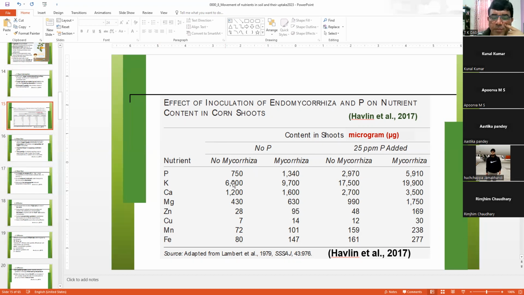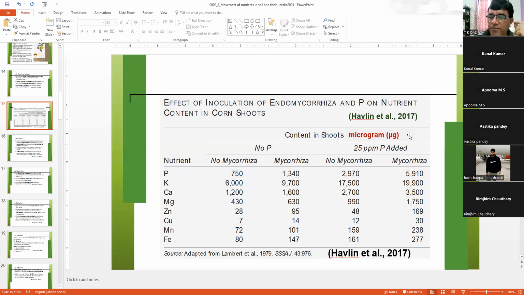See potassium. Potassium uptake under control was 6,000, but it has increased if you have mycorrhiza. So here you can see that phosphorus, potassium, calcium, magnesium, zinc, copper, manganese, and iron uptake increased if you have mycorrhiza. So this is number one conclusion, that if you have mycorrhiza, even without adding phosphorus to the soil, it increases phosphorus uptake, potassium uptake, calcium uptake, magnesium uptake, zinc, copper, manganese, and iron uptake. You can see this here.